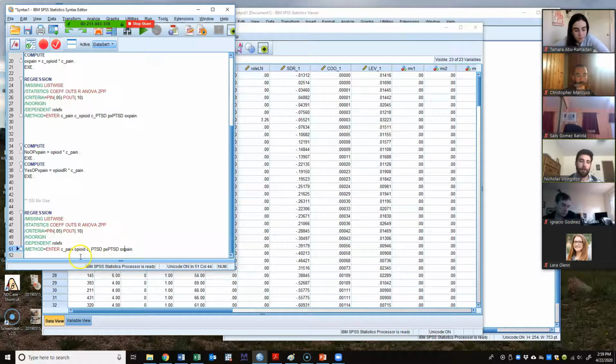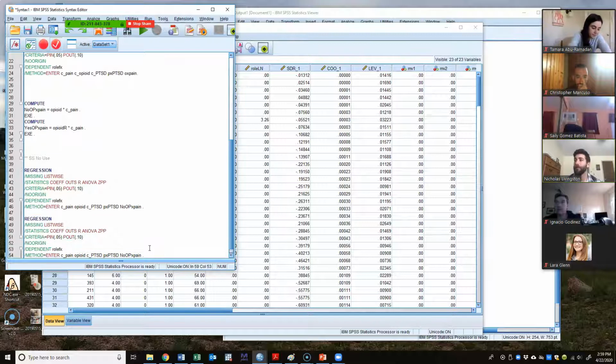What about opiate use times pain? No. You want the new one in there? Want the new one in there, right? So I'm going to take my variable that I created for no opiate use times pain and drop that in, okay? Then I'm going to copy this model again.